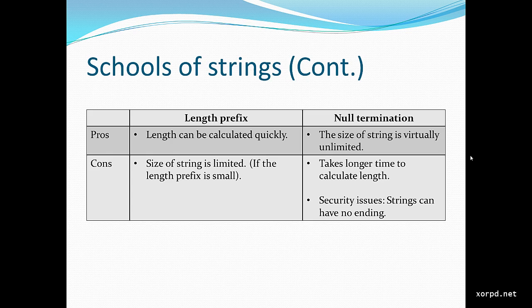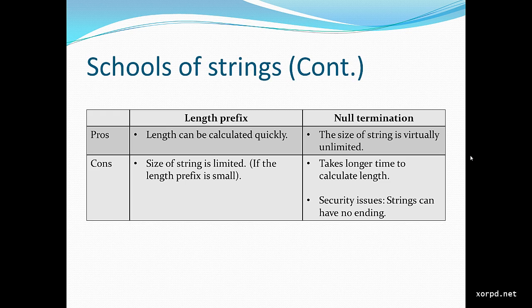In the length prefix, some pros are that the length can be calculated quickly. We just have to find out what is inside the first byte, because the first byte has the total length. An important con of the length prefix is that the size of the string can be limited. For example, if the length prefix is of size 1 byte, then the maximum size of a string is going to be 255 characters, which is not that long a string.